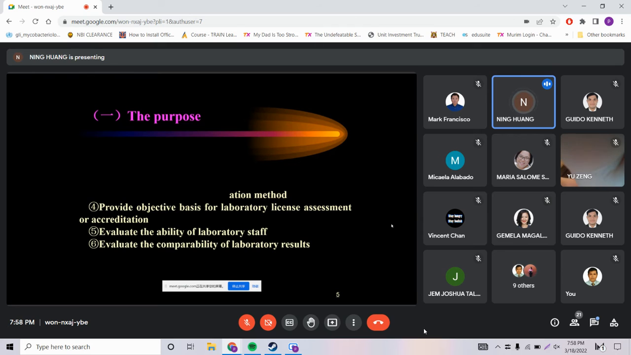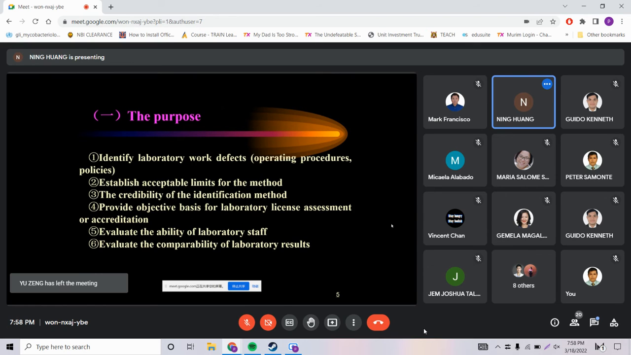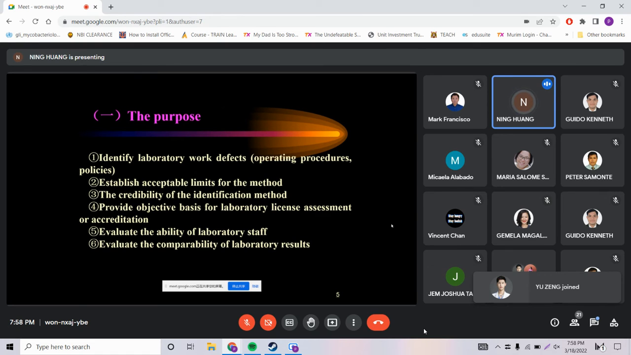Firstly, I'm going to introduce the purpose. It identifies laboratory work defects, for example, operating procedures and policies. Secondly, it establishes acceptable limits for the method. Thirdly, the credibility of the identification method. Fourthly, it provides objective basis for laboratory license assessment of accreditation. Fifthly, it evaluates the ability of laboratory staff. Sixthly, it evaluates the comparability of laboratory results.